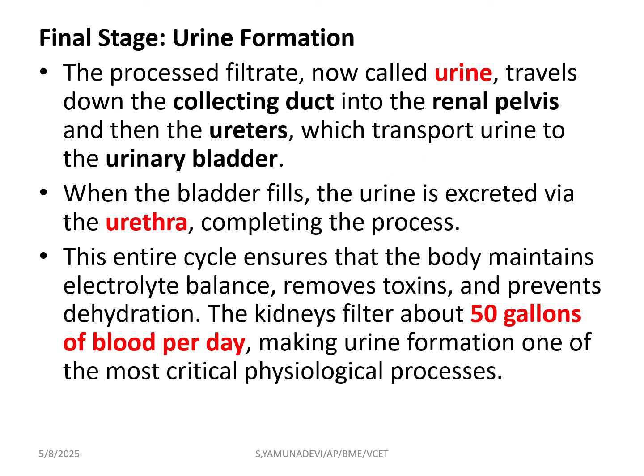The final stage is urine: the processed filtrate from the three stages is now called urine. It travels down the collecting duct and into the renal pelvis, then to the ureters. Then it is transported to the urinary bladder. When the bladder fills, the urine is excreted via the urethra. That is the complete cycle, which maintains the body's fluid and electrolytes, removes toxins, and prevents dehydration. The kidney filters about 550 gallons of blood per day, which makes urine formation a most critical physiological process.